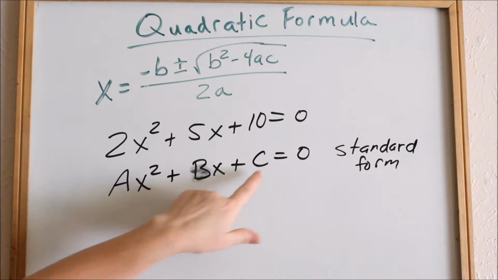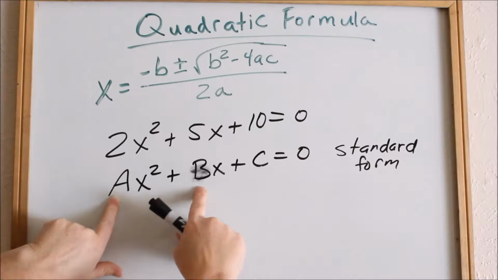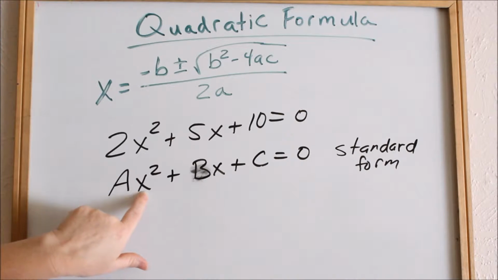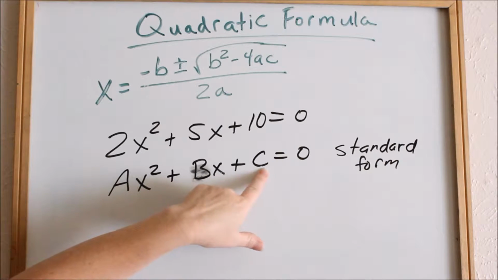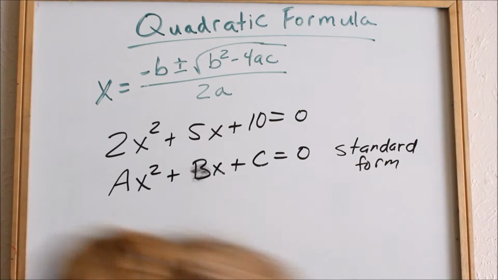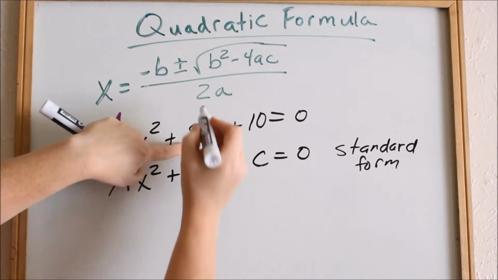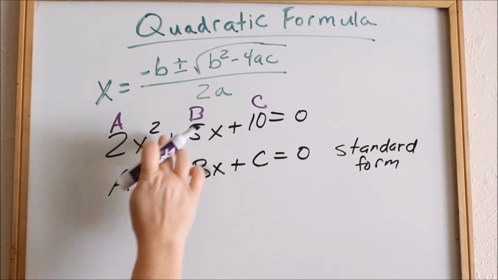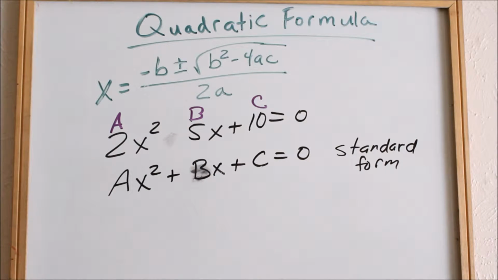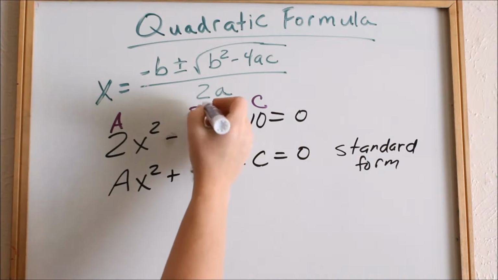What does a, b, and c represent? a and b are the coefficients in front of your x terms. a is the coefficient in front of the x squared term, b is your coefficient in front of the x term, and c is your whole number at the end. In the equation I just wrote, a would be 2 in this case, b is 5, and c is positive 10. It's very important: let's just say that was a negative, a minus 5x. Then b would be negative 5. The sign in front of the number stays with the number.